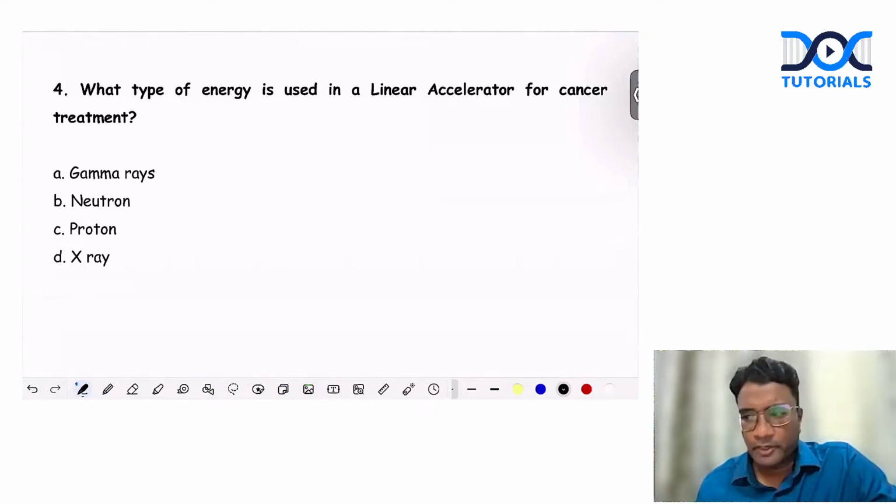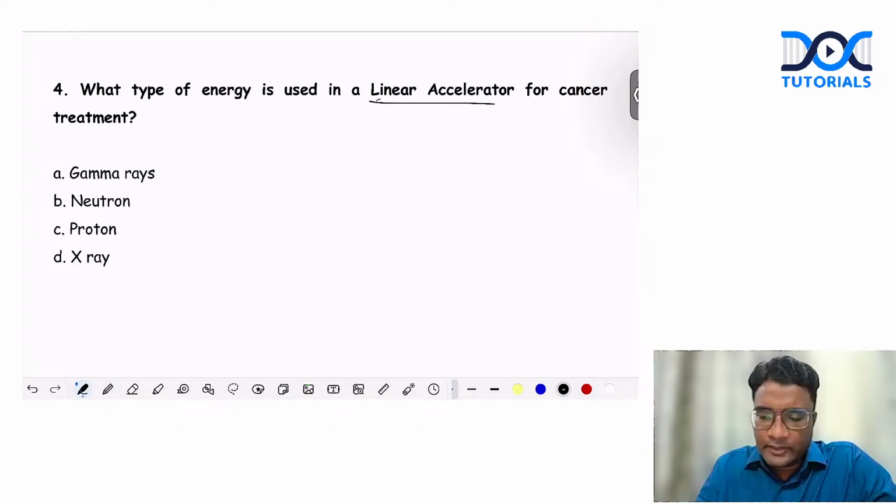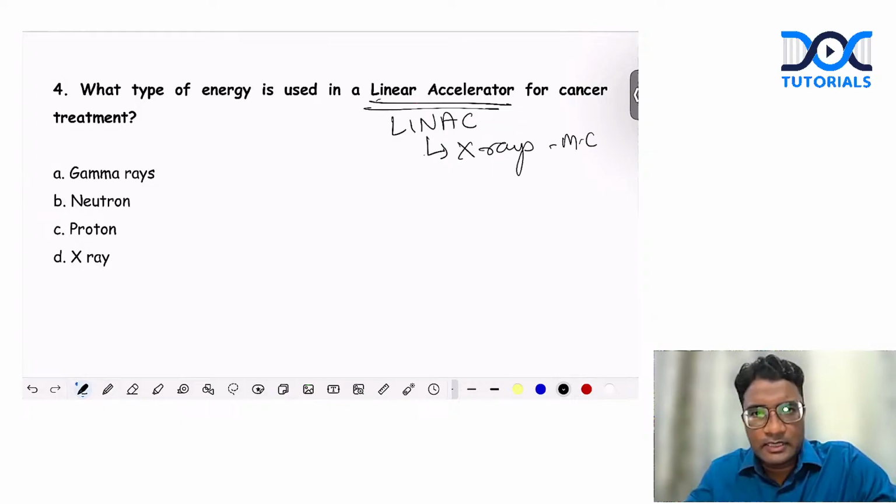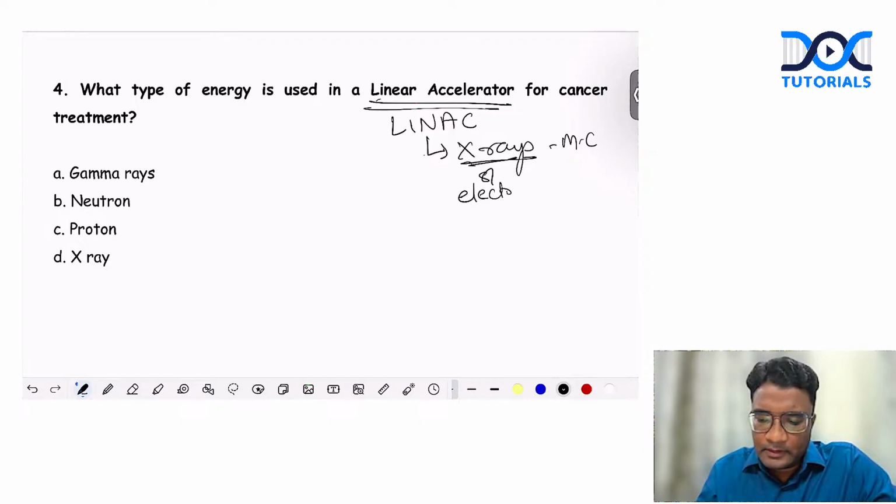This is the third question that we have. This is a question from radiotherapy. What type of energy is used in a linear accelerator for cancer treatment? Linear accelerator or LINAC. This is used to produce X-rays. The most common method of cancer radiotherapy is X-rays. So they asked you what is produced by LINAC, linear accelerator. This produces X-rays. And to generate X-rays, we have to create an electron beam, right? To generate X-rays, first the electron beam.